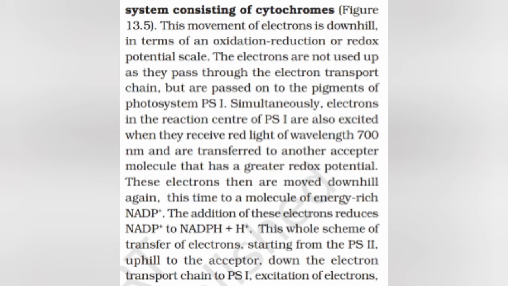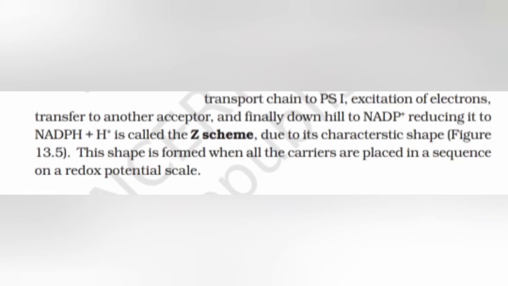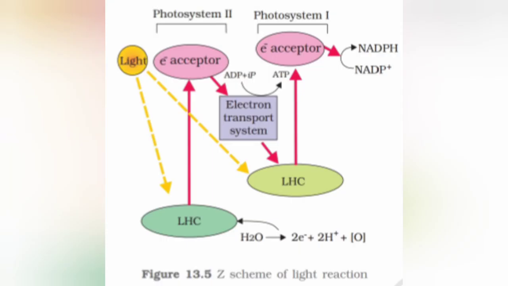This whole scheme of transfer of electrons starting from PS2 uphill to the acceptor and down the electron transport chain to PS1, excitation of electrons, transfer to another acceptor and finally downhill to NADP, reducing it to NADPH, is called Z scheme due to its characteristic shape. First uphill, then out, downhill and then uphill. So it forms a Z scheme. This shape is formed when all the carriers are placed in the sequence on a redox potential scale.